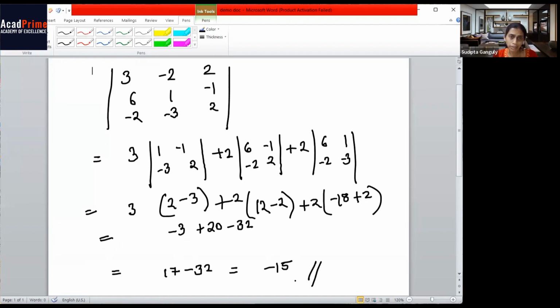So I hope you have got the idea that when we are solving a 2 by 2 determinant, it becomes an easy thing. And when it is 3 by 3, you have to be very sure about the elements and taking the proper determinant, right? Okay, thank you.